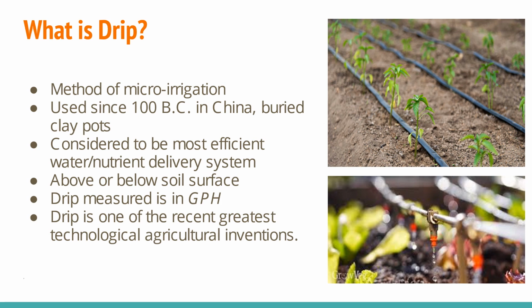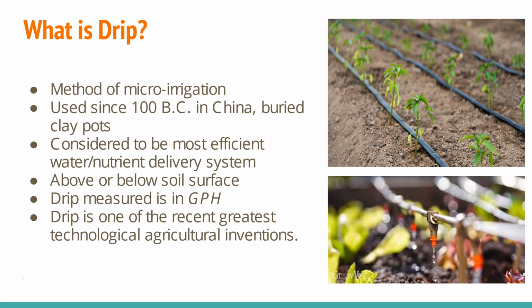What is drip? Drip irrigation is a method of micro-irrigation where water and nutrients are efficiently distributed directly into the root zone using emitters below or above the soil surface. Drip irrigation has been used for centuries since ancient China, where clay pots were buried and filled with water to be delivered at a slow rate.